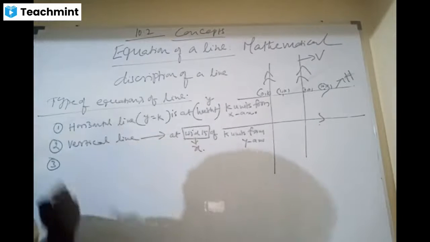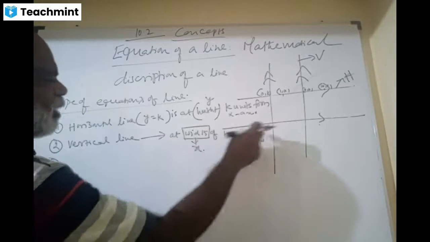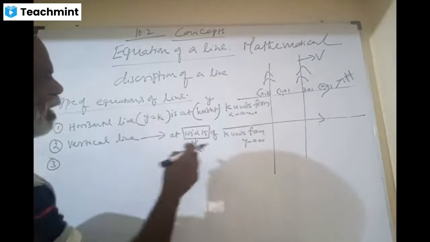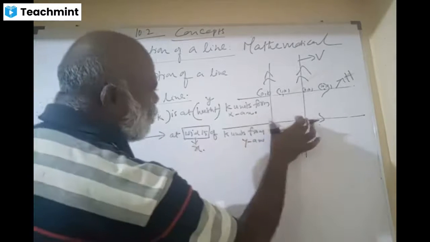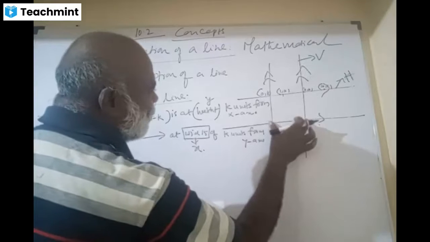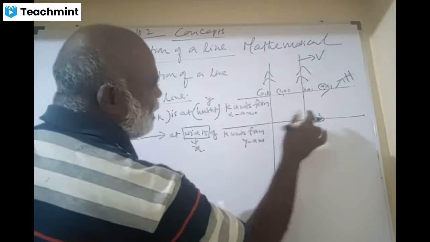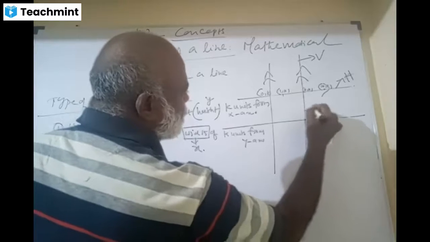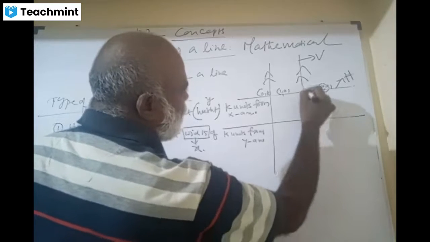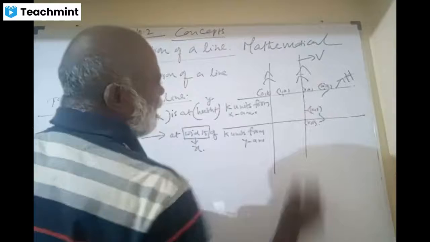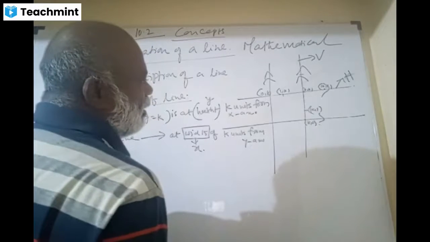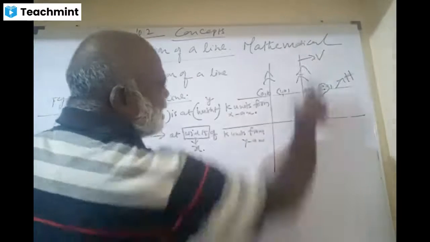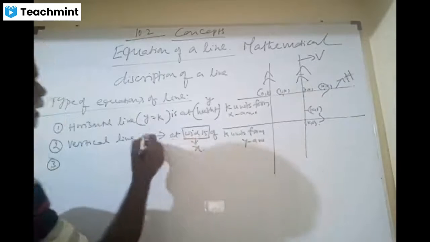Friends, the vertical line is at a width of k units from the y-axis. That means the x coordinate is k units, x equal to k. The points are called (k, 0), (k, 1), (k, k), (k, 10). What is constant here is x. Therefore, x equal to k.